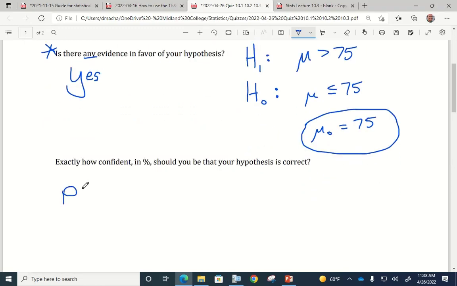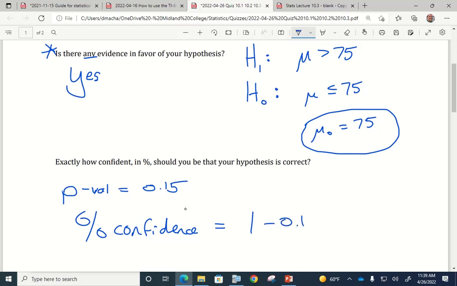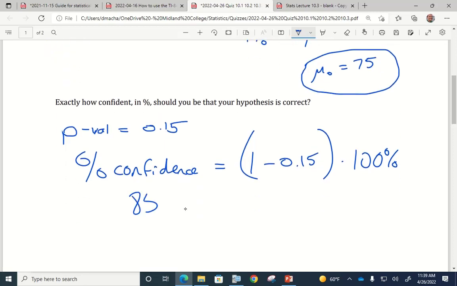And since my p-value is 0.15, I'm not very good with the mouse. Let's try this thing. Then my degree of confidence should be 1 minus my p-value times 100%. So, in other words, I should be 85% confident.